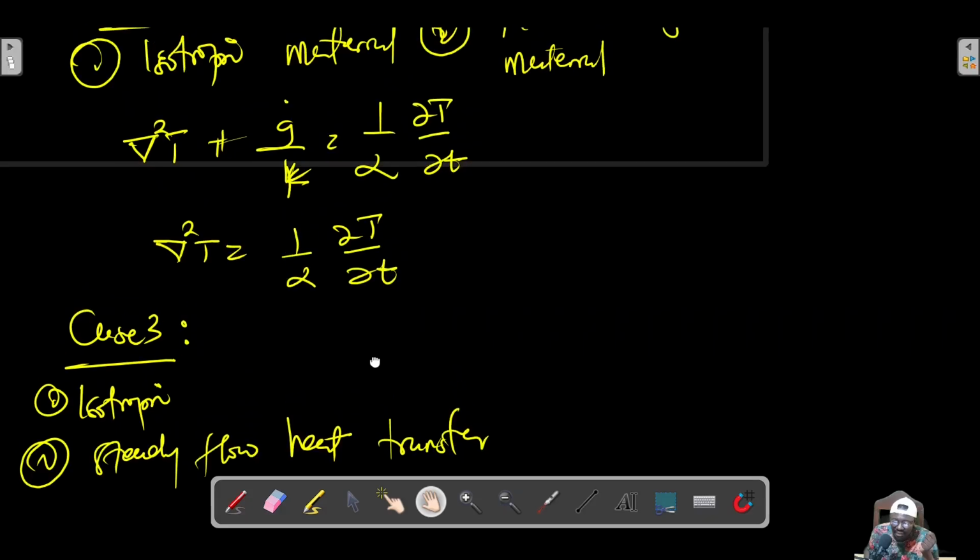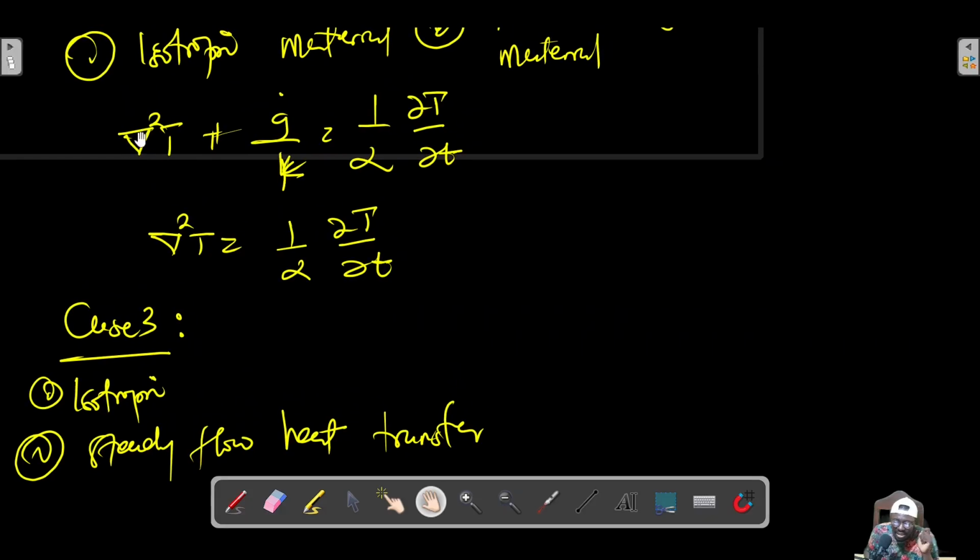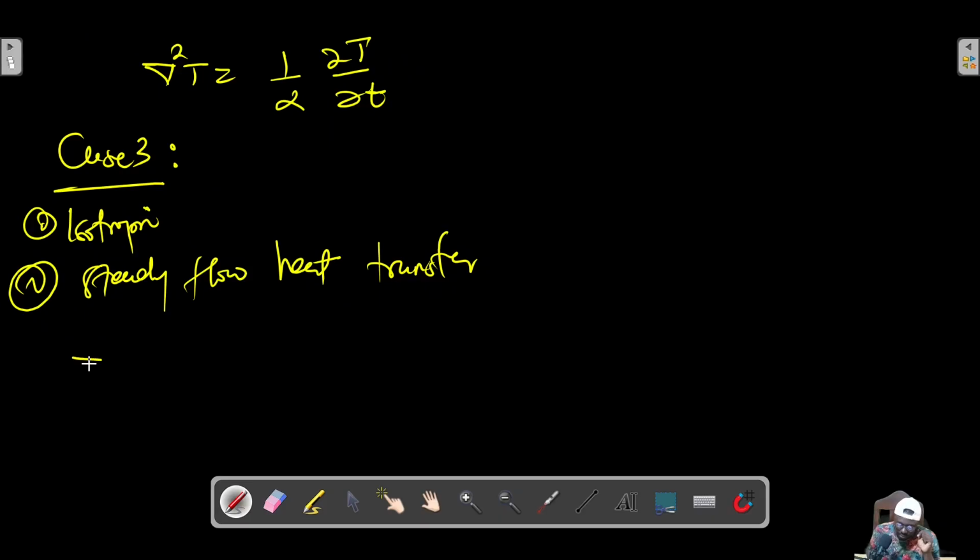So what do we have? Our equation becomes the Laplacian of the temperature field plus G dot over K is equal to 0. That's how it's supposed to be. Plus G dot over K is equal to 0.